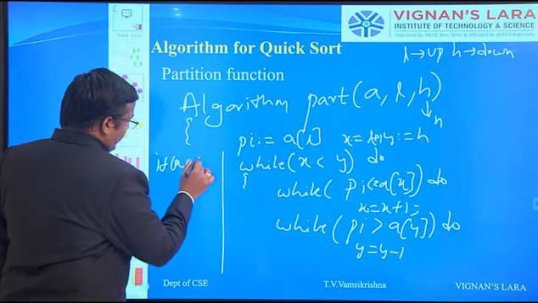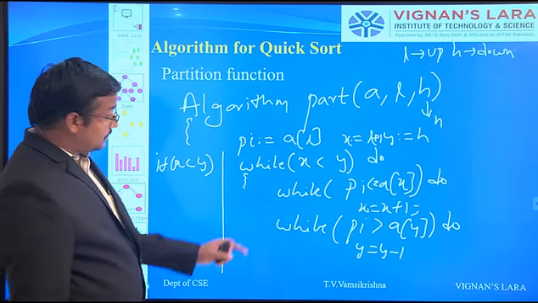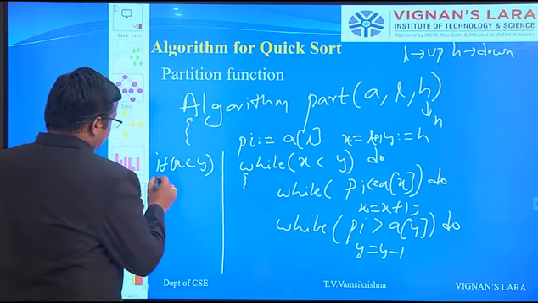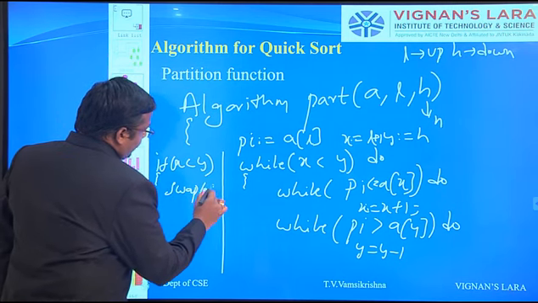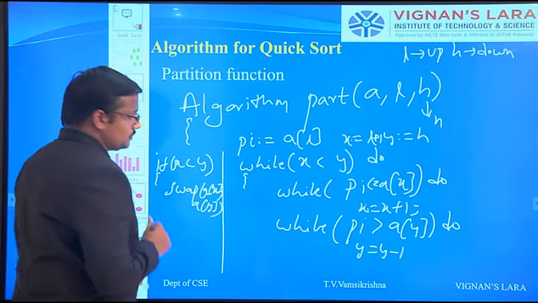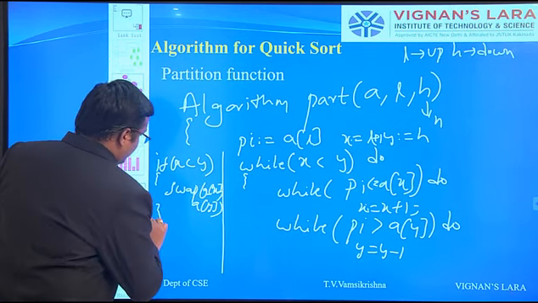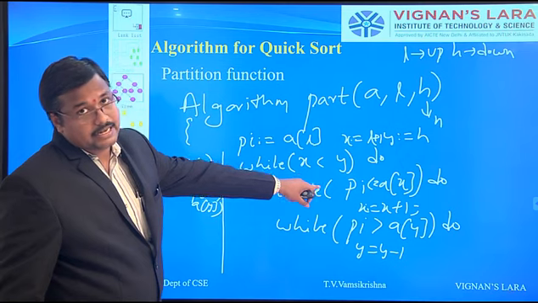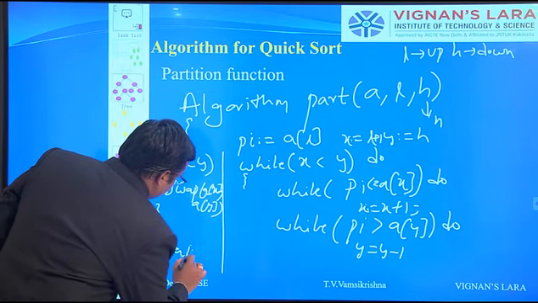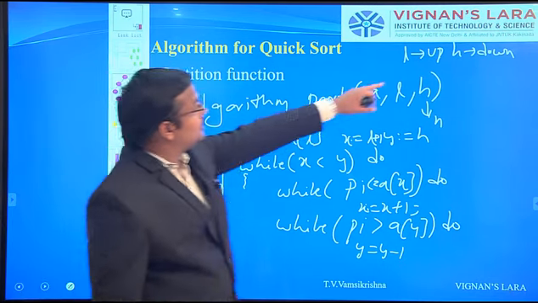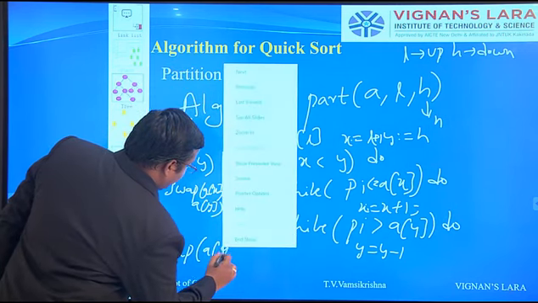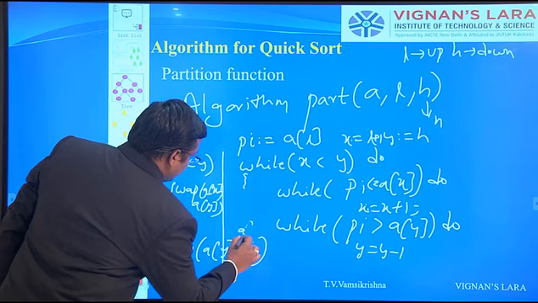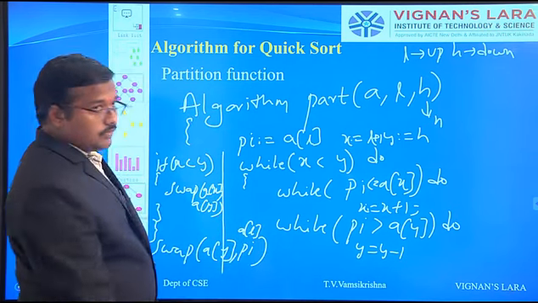So what to do in both the cases? X is an index, Y is also an index, and we are comparing both indexes. If X less than Y, simply swap A of X comma A of Y. In the other case, suppose X less than Y condition fails, X greater than Y, then swap A of down pointer, down means nothing but H, that is A of Y, with the pivot. Or you can mention A of L. These two are swapping each other.